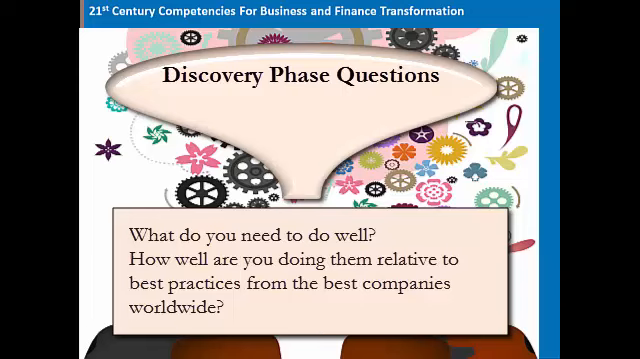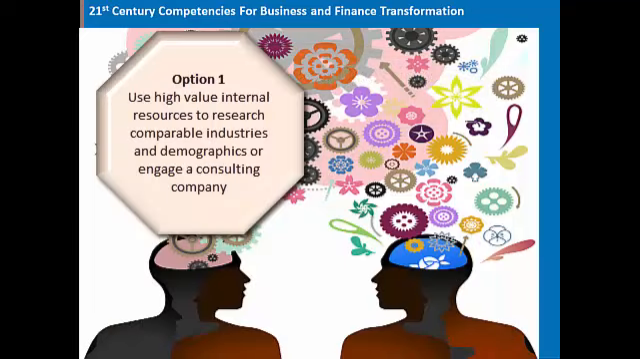Now, the traditional way of approaching this is to use your own resources or hiring a high-paid consulting company to go out and research comparable industries and demographics and bring back anecdotal and actual information about things that they do well. This might consist of a consulting project of maybe 2 or 3 people for 2 or 3 months, and a report that comes back to you that compares what you do to what other organizations do.